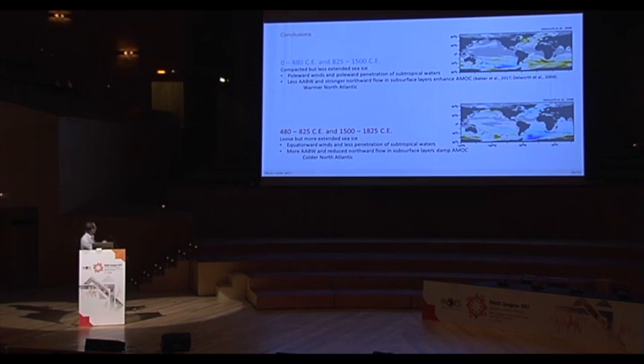And obviously, for the other periods, when you've got the opposite phase with loose sea ice close to the coast but the ice more extended because of more katabatic winds, this is due to an equatorward position of the southern westerlies and less penetration of subtropical waters. This will produce more Antarctic bottom water and a reduced flow in the subsurface layers, which will reduce the AMOC, and this should cool the North Atlantic. Thanks a lot.